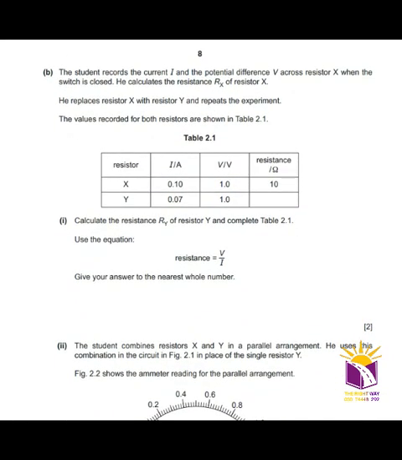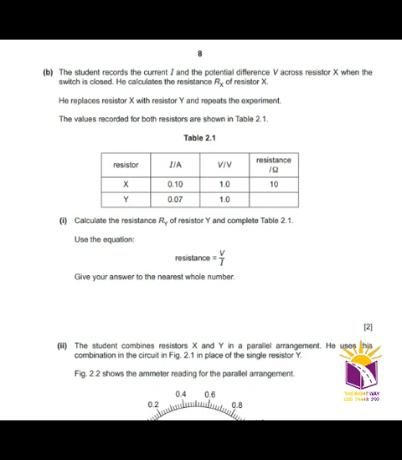The student records the current I and the potential difference V across the resistor X when the switch is closed. He calculates the resistance Rx of resistor X. He replaces resistor X with resistor Y. The values recorded for both resistors are shown in table 2.1. For X, current 0.1, voltage 1 and resistance 10 ohm. For Y, current 0.07, voltage 1.0, resistance is not given.